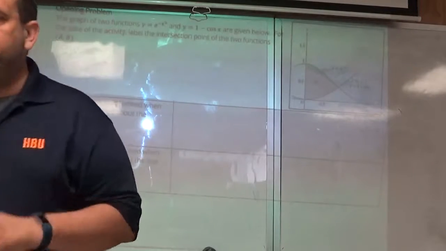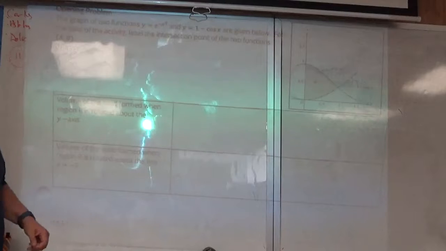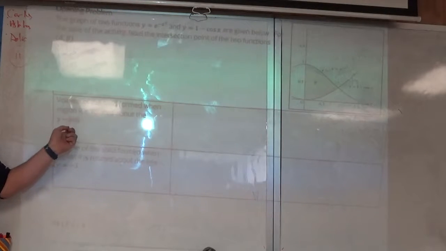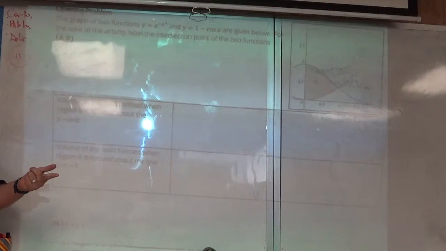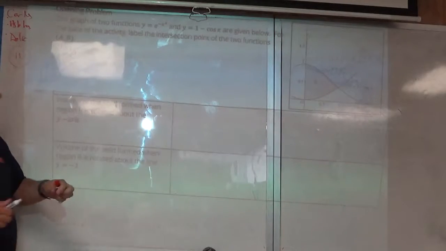The volume of the solid formed when you spin around the y-axis. Spinning around the y-axis, hollow or solid? Sorry to interrupt the conversation the two of you are having right now. I'm just thinking about the fact that your AP exam is on Tuesday. Volume of the solid formed when region R is rotated about the y-axis, solid or hollow? Solid. Solids should be easy.